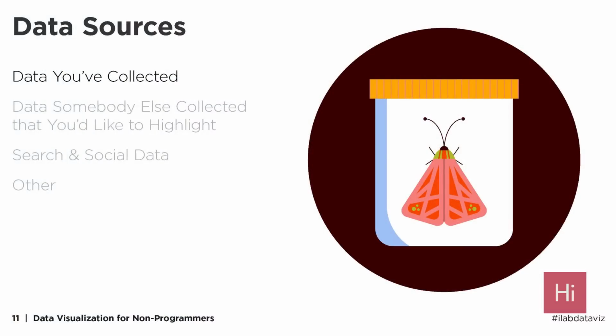So the first one is data you've collected. And this is probably something that a lot of you, if you're entrepreneurs in this room, have a lot of. It might be sales data that you're collecting. It might be data about a certain market that you're trying to enter. It might be data about potential competitors that you're trying to talk to your investors about. So data you've collected is probably something that you come in contact with a lot.